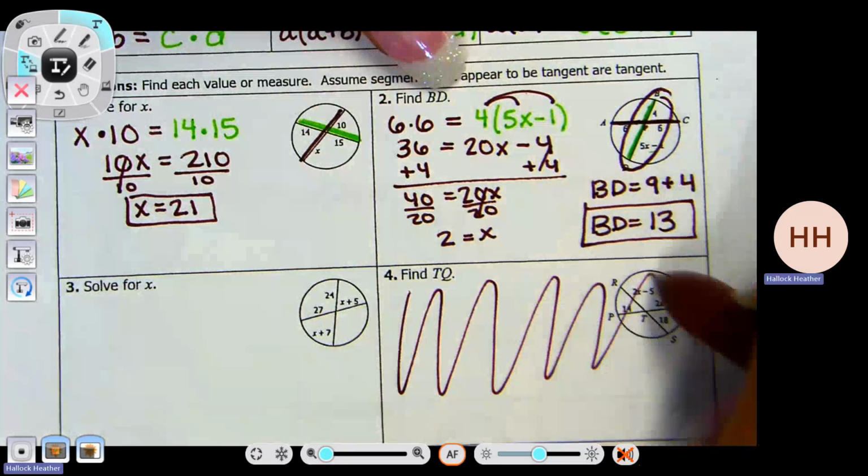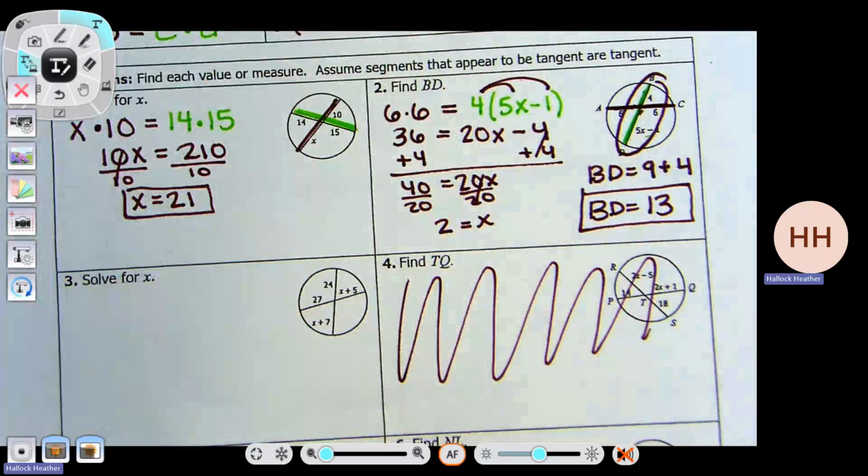Okay, try number 3. Same exact thing. Something is going to multiply with the same line. The other thing is multiplying with the same line. They just have to be on the same line.